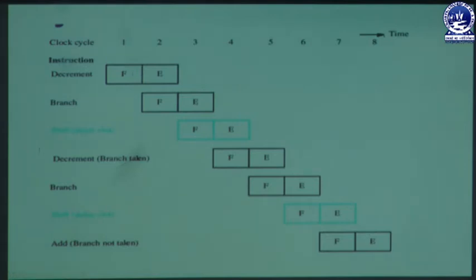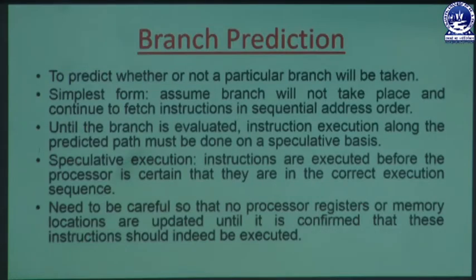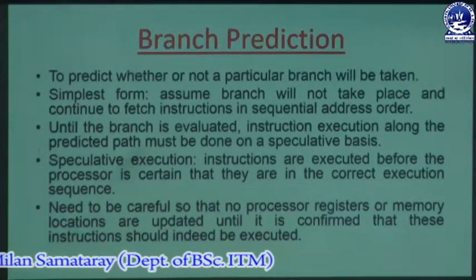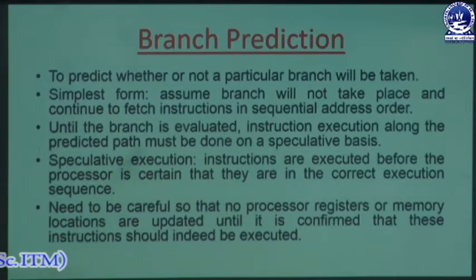And then you can see the next one is our branch prediction, to predict whether or not a particular branch will be taken. If an instruction hazard occurs due to the presence of a conditional branch, how we will solve or avoid that instruction hazard is our branch prediction. That means we have to predict whether a particular branch will be taken or not, and the simplest form is to assume that the branch will not take place and continue to fetch instructions in sequential address order.